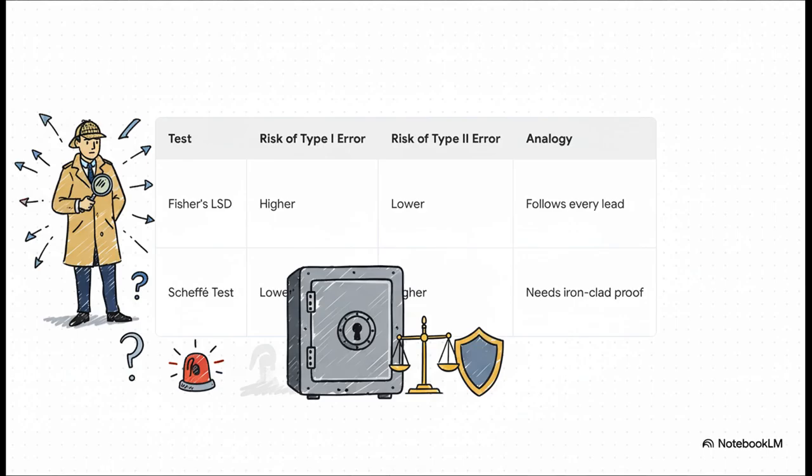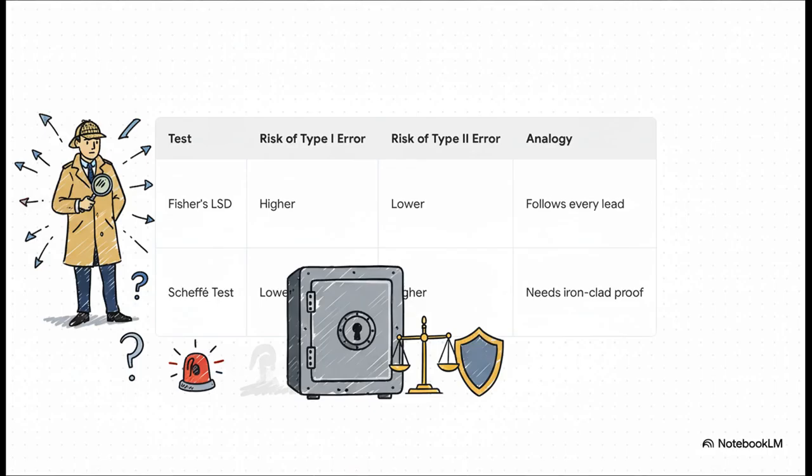Okay, so let's bring this all together. Think of Fisher's LSD as the liberal detective. This detective has more power, meaning a lower risk of missing a real discovery, that's a type 2 error. But because they're chasing down every single lead, they're also more likely to raise a false alarm, a type 1 error.